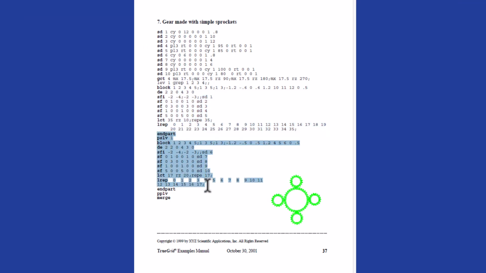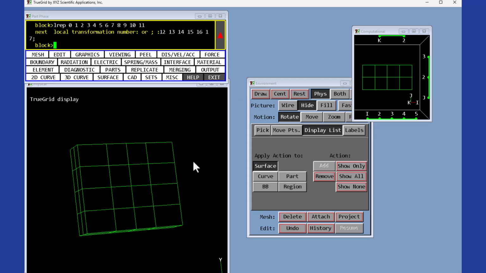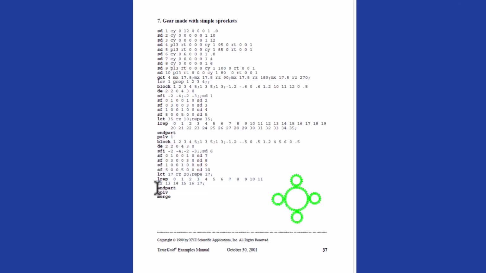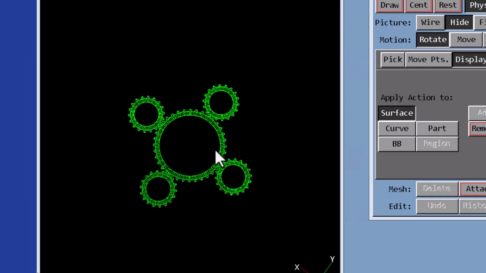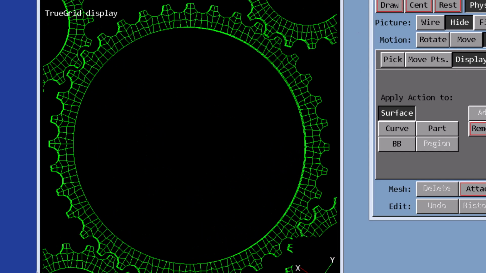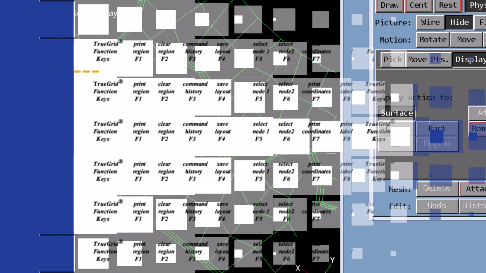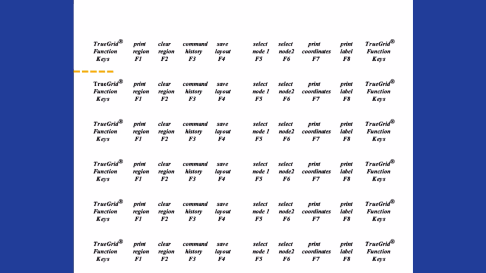The point is that you can do this with any of the models in our examples manual, and for that matter, any models in our training manual or our user manuals. They're all available on our website. You can also find this handy keyboard function key template PDF on our website that you can print out, cut off a strip, and place above the row of function keys on your keyboard.